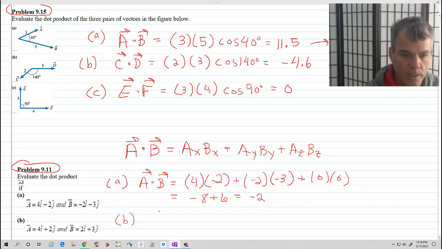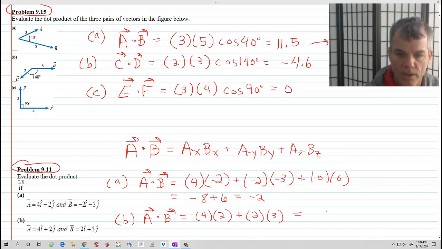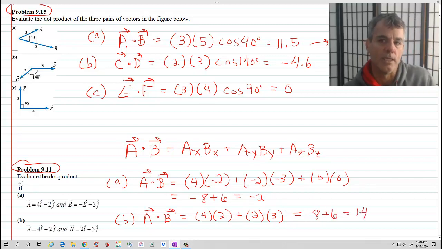B. Again, if I'm doing a dot b, it is the x component of a, which is 4, times the x component of b, which is 2, plus the y component of a, which is 2, times the y component of b, which is 3. So in this case, what I get is 8 plus 6. My dot product is 14.